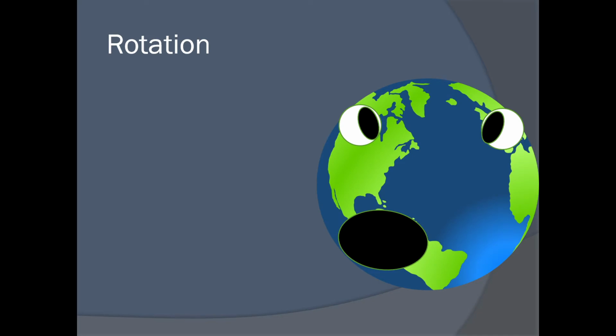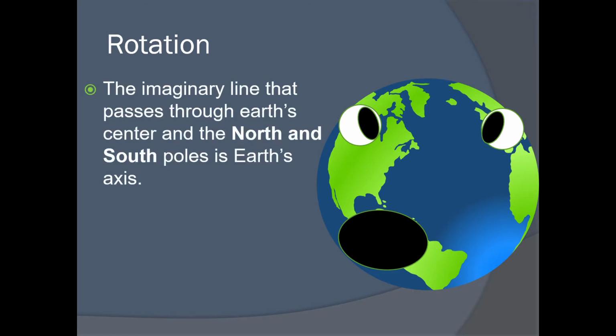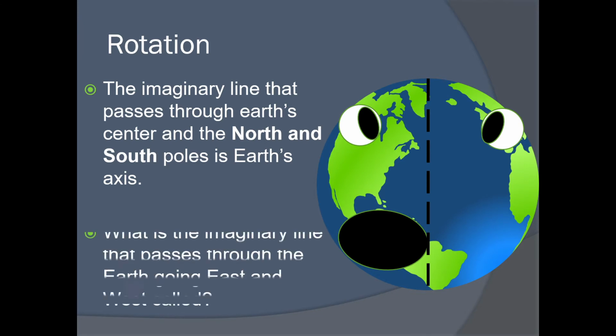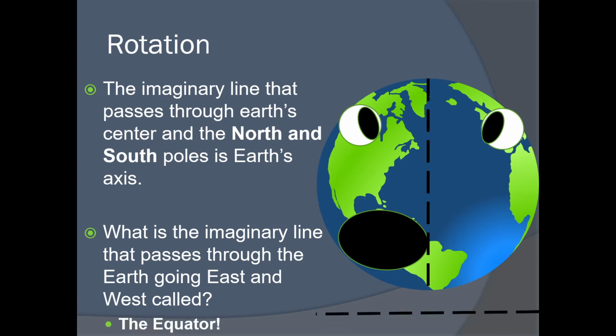We're going to first talk about rotation. In order to understand our rotation, we have to understand how the Earth is divided. The Earth is divided up with imaginary lines. You were taught this by Mr. Flynn, and we have also talked about this when we were mapping the Earth's surface. The imaginary line that passes through Earth's center and the north and south poles is Earth's axis. The imaginary line that passes through the Earth going east and west is called, very good, the equator. It divides the Earth into north and south.